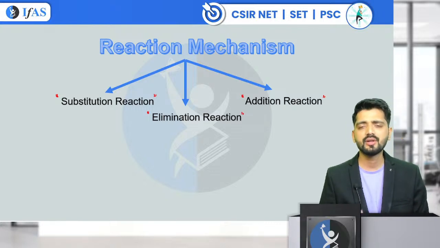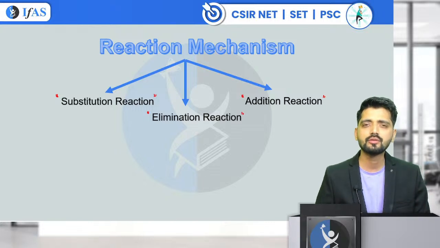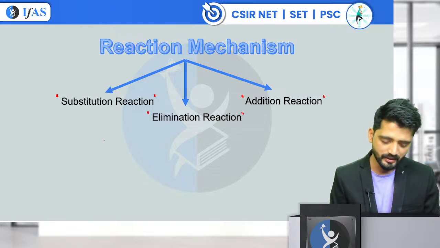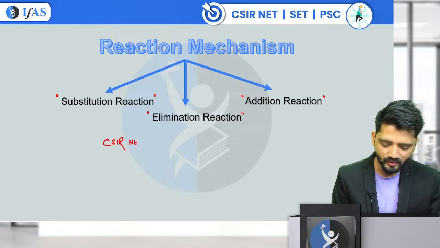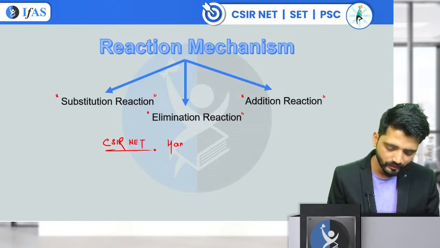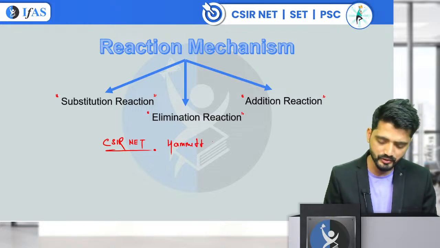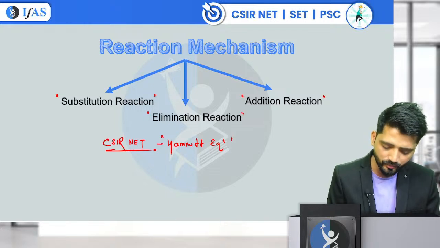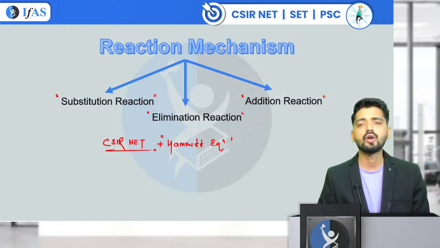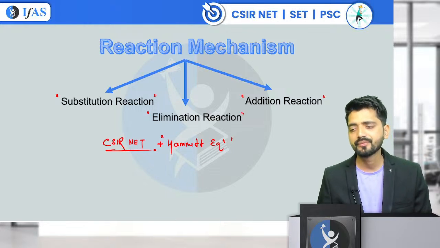If you are preparing for the CSIR NET exam, some additional things also get added. For example, particularly for CSIR NET, one concept is the Hammett equation, upon which CSIR NET does ask questions. So the Hammett equation becomes important. We will add this topic and supplement some topics, looking at the different demands of the exam.